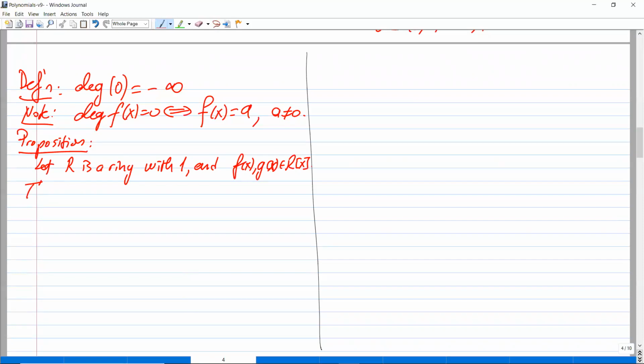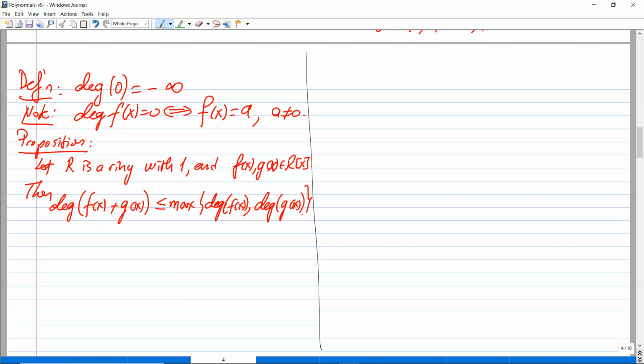Then the degree of f(x) plus g(x) can be at most the degree of the highest of them. So it is not equal, but it is at most the maximum of the degree of f(x) and the degree of g(x). It might be smaller, but not greater than these.